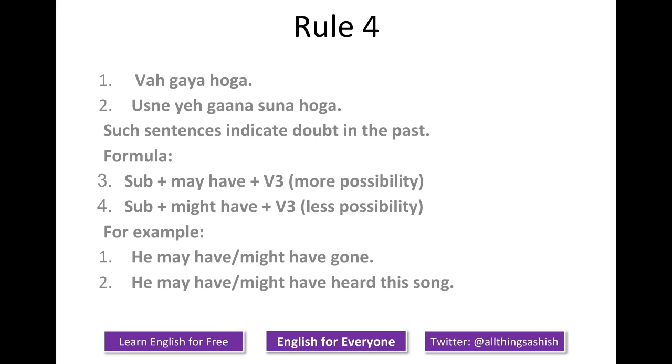So if you say he may have gone, chances are more that he went. But if you say he might have gone, there are less chances of his having gone.